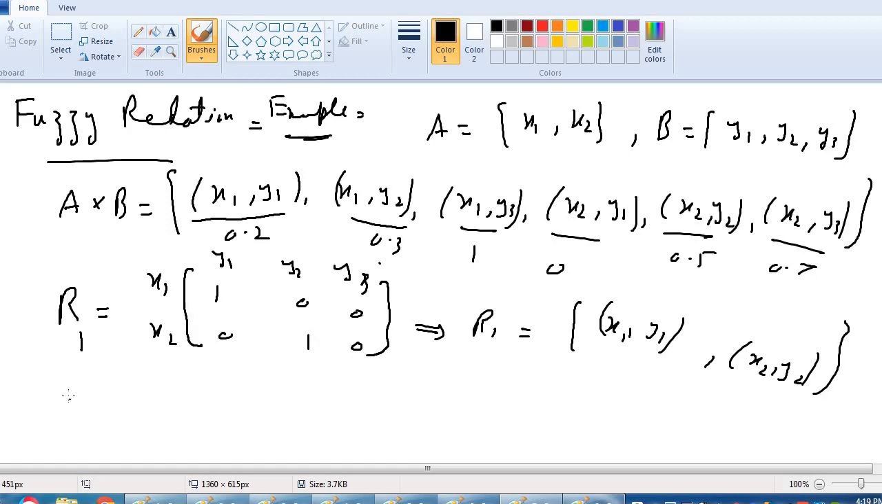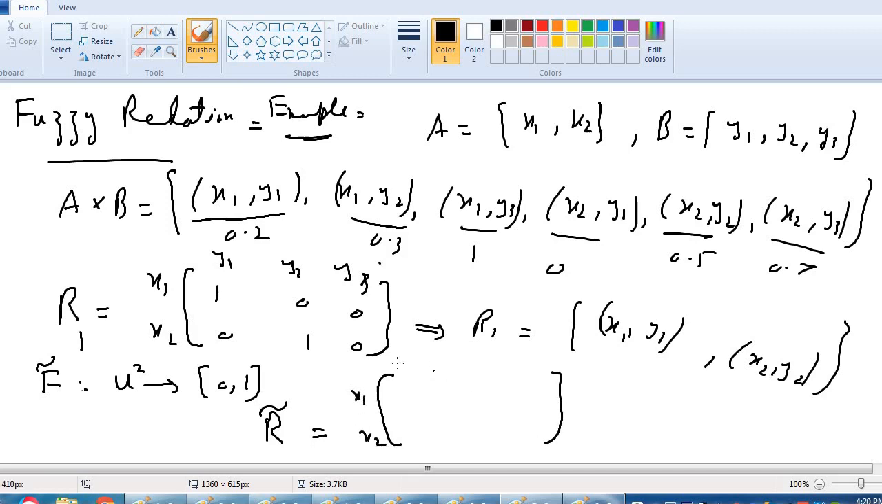But when we are dealing with fuzzy relations, they are always maps, for example, from U square to [0, 1]. So we say that this is a fuzzy relation. And how do we make this fuzzy relation R? We can write it in this way: x1, x2, and here we write y1, y2, y3.